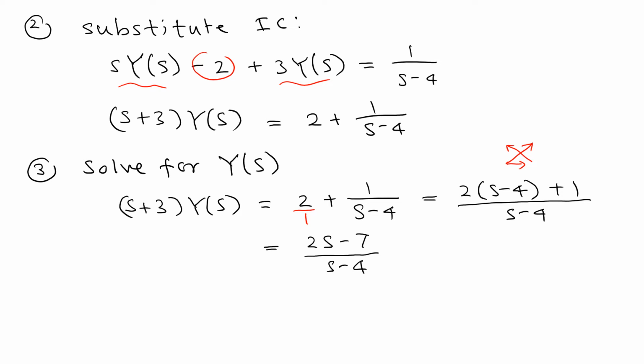Now what we do, we can divide both sides by s plus 3. So after we divide by this factor, you can write Y(s) equal to (2s minus 7) over (s plus 3), you divide by that factor on both sides, so you get (s minus 4).